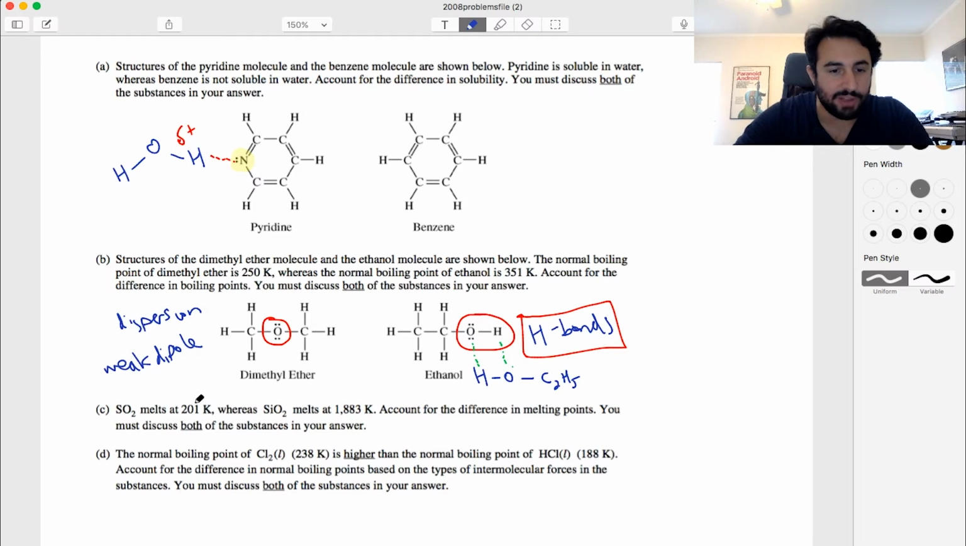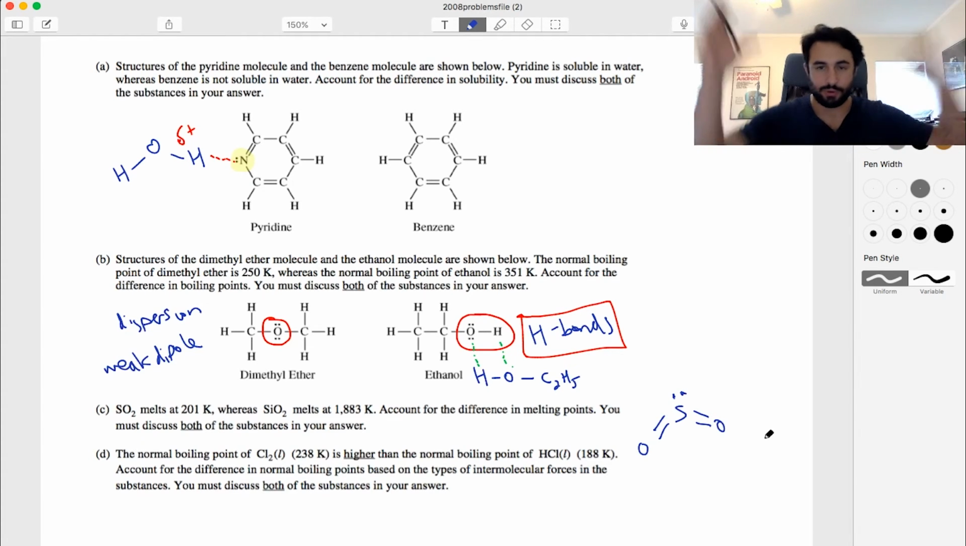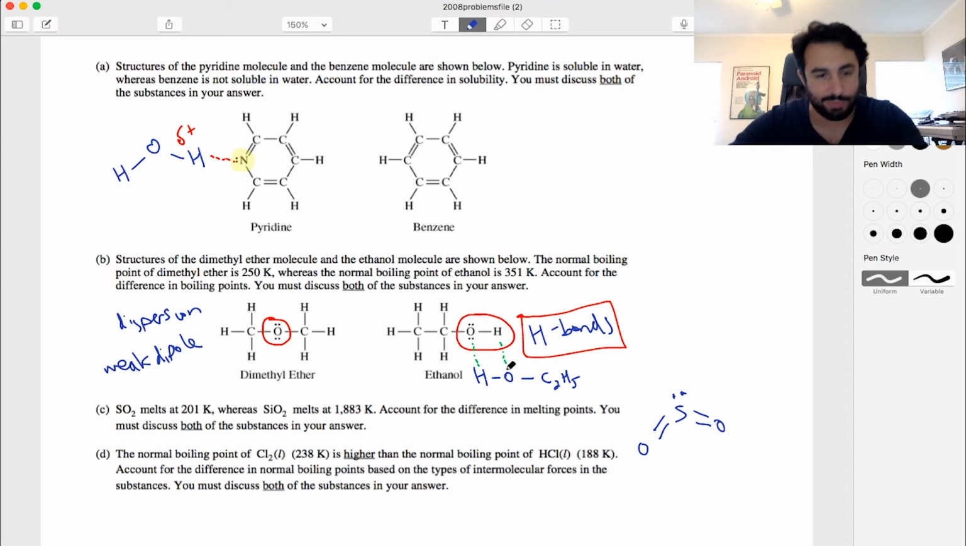Now, SO2 melts at 201 K, whereas silicon dioxide melts dramatically higher. So we're accounting for the difference here. What we need to understand is that SO2 consists of discrete molecules that look like this, right? When it's a liquid, they're all moving around, and as a gas, they're all separate and flying around. And so that has a particular melting point.